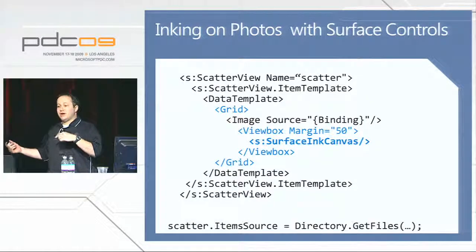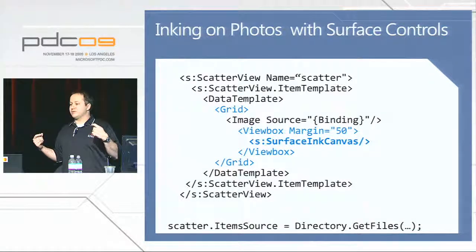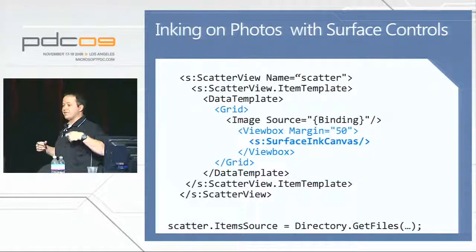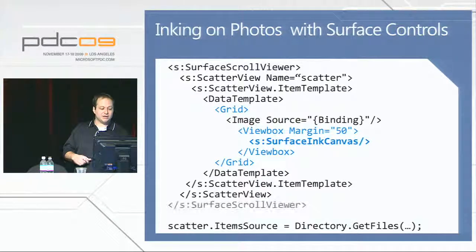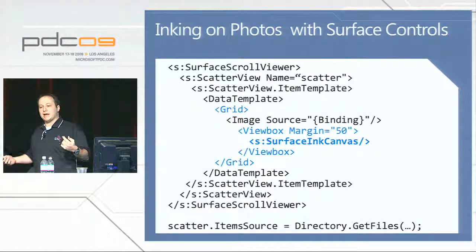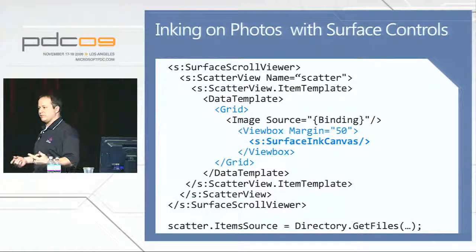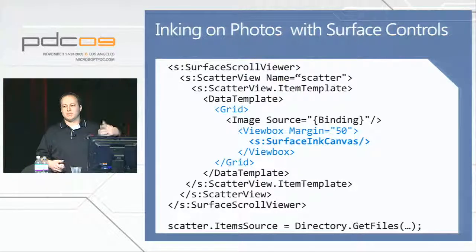We also have a special version of the scroll viewer for Surface, which instead of sending boundary feedback up to the operating system to jiggle your window, has elasticity built into the scroll viewer itself. So I can actually wrap my scatter view in a scroll viewer. And now what I have is a canvas that can be panned around with some good elastic feedback and manipulatable photos, which can also be inked on. All of this with a few lines of XAML and one line of code.